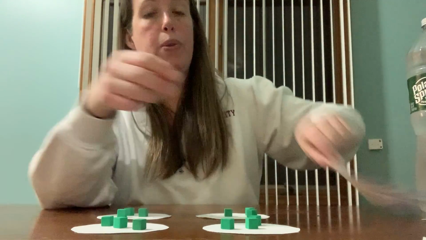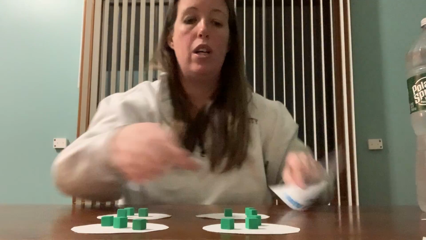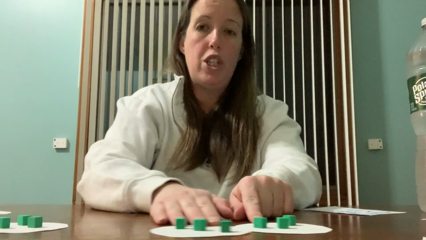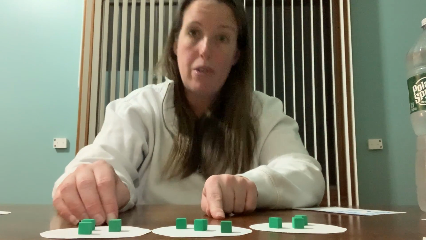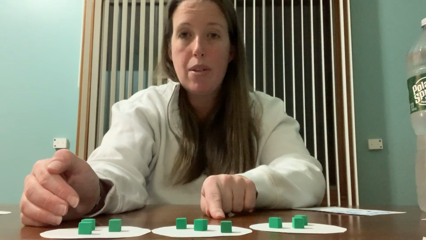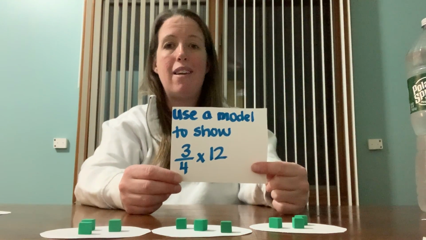How many of those groups am I counting? That's what my numerator tells me. 3 of them. So I'll count this group, this group, and this group, which can look like repeated addition. 3, 3, 3. 3 plus 3 plus 3, or multiplication. 3 times 3 equals 9. So 3/4 of 12 equals 9.